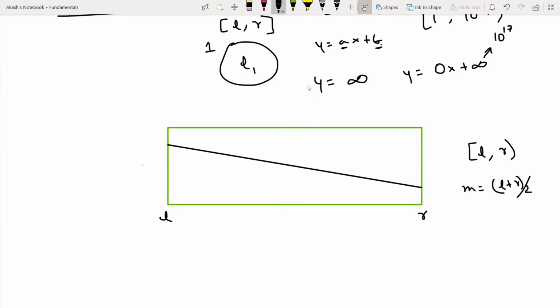So mid is somewhere here. Let's draw a line for mid 2. So this is mid, and initially this line, let's say it is L1. For this range, this line is the dominating line, and we have to insert another line here. So what is going to happen?